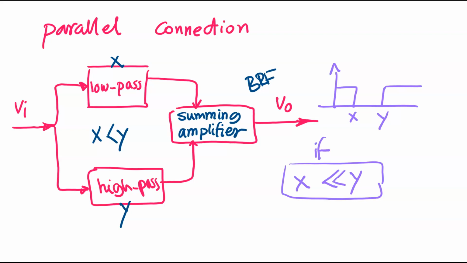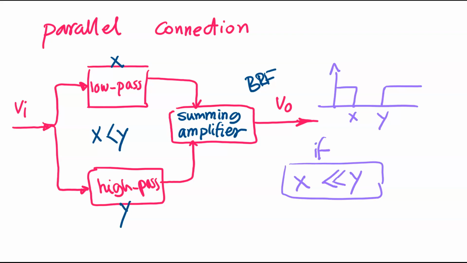Now, if I add another constraint, the second constraint is that not only is Y greater than X, but it is also much greater, so I can assume that they are widely separated. In that scenario, not only do I have a band reject filter, but I can also assume that the cutoff frequency of this band reject filter is exactly the same as the cutoff frequencies of the low pass and high pass filters.